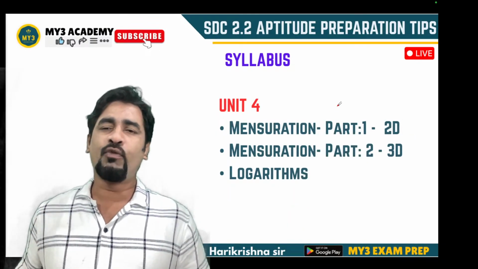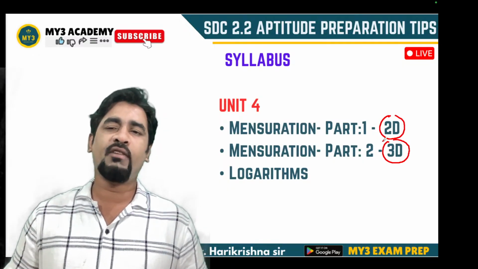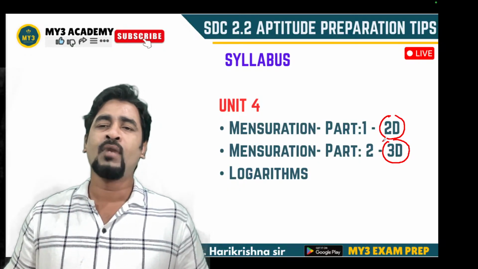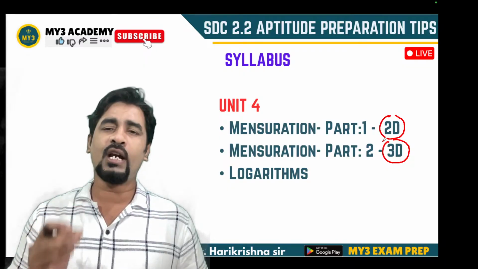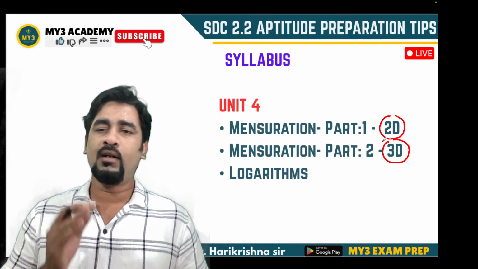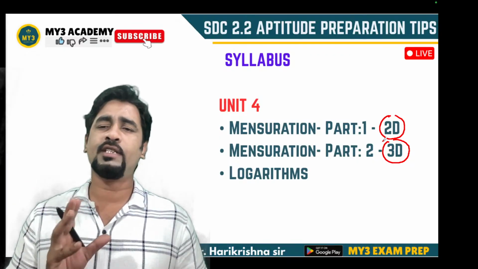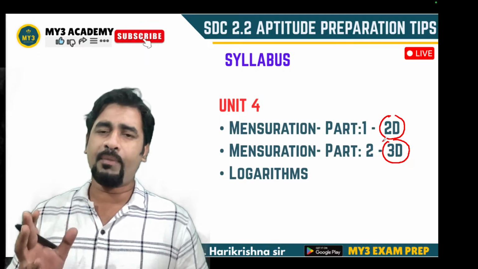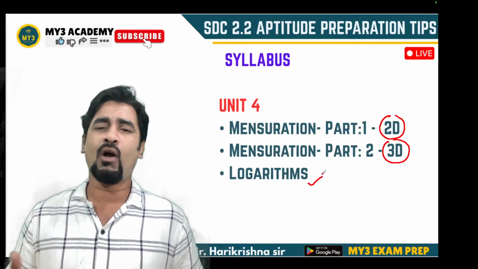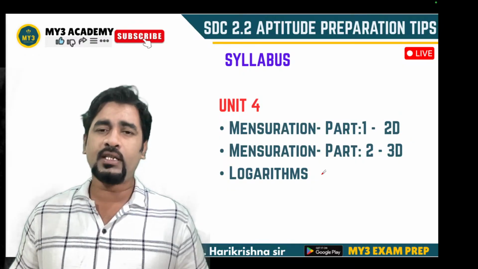Coming to unit number 4, you can focus on just the formulas. For two-dimensional figures, focus on areas and perimeters: triangle, quadrilateral, circle. For three-dimensional figures, focus on volumes and surface areas: cube, rectangular solid, sphere, cylinder, cone, and hemisphere also. Then focus on logarithms and basic algebra. I have already given the video link, you can go through it, and it would be more than enough. So this is unit number 4.